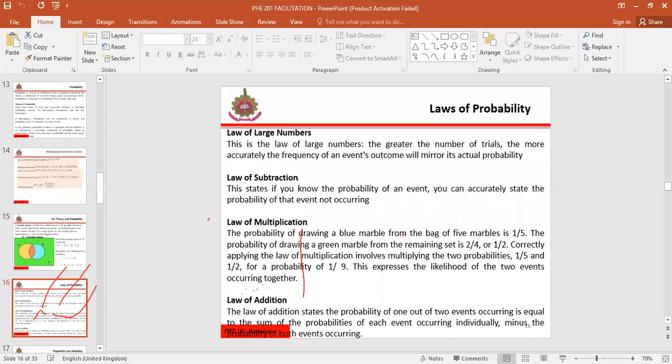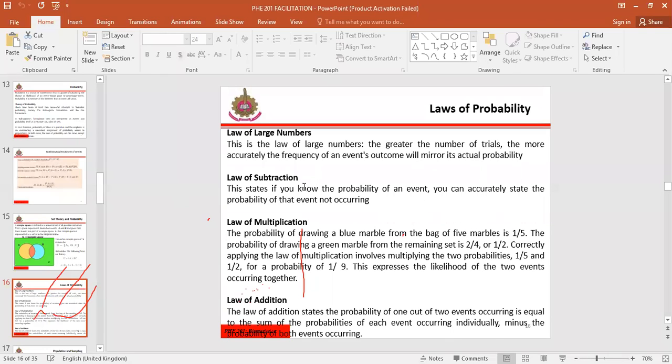Now, the law of large numbers says that the higher the number of trials, the more the accuracy of the frequency of an event outcome. When you are trying to do an analysis, the higher the data, the higher the number of trials and observations, this will inform the accuracy of your results. The more accurately the frequency of an event outcome will mirror its actual probability.